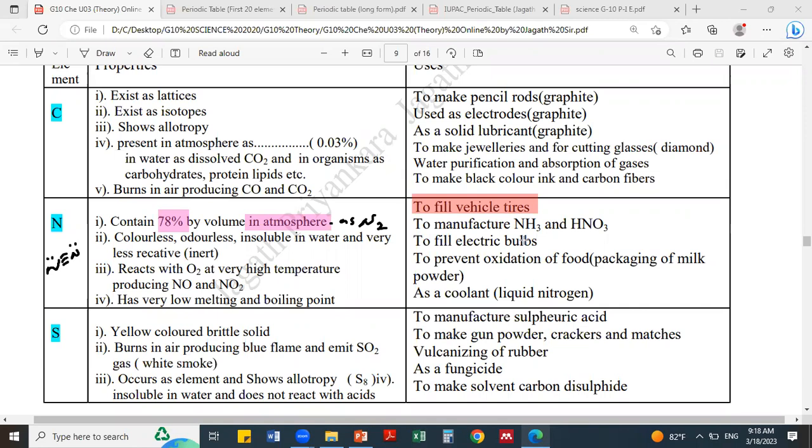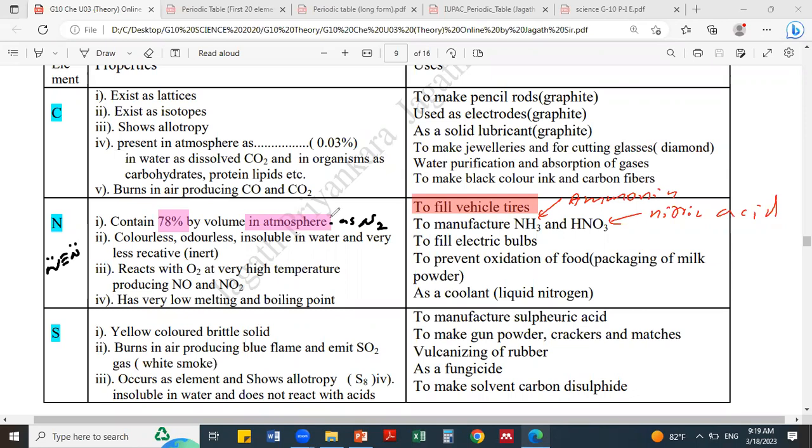Then, to manufacture ammonia. What is NH3, students? If you don't know, NH3 is ammonia. To manufacture ammonia and nitric acid, we use nitrogen gas. Nitric acid is also called aqua fortis. It is illegal to keep nitric acid, as it is used to make explosives. Ammonia is widely used in the rubber industry, and ammonia is also used in disinfectants.